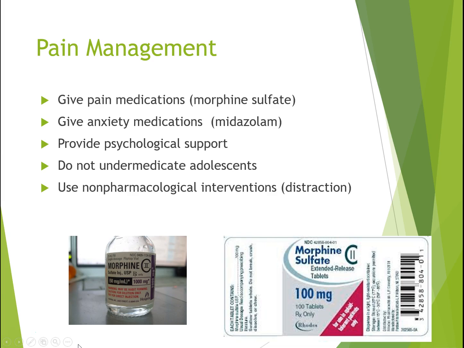So pain management, morphine sulfate is the drug of choice as far as opiates are concerned for your pediatric population. They may need some anti-anxiety medications because they're going to be very emotionally distraught. They're going to be very scared. They're going to need a lot of psychological support. And make sure that we aren't under medicating them.